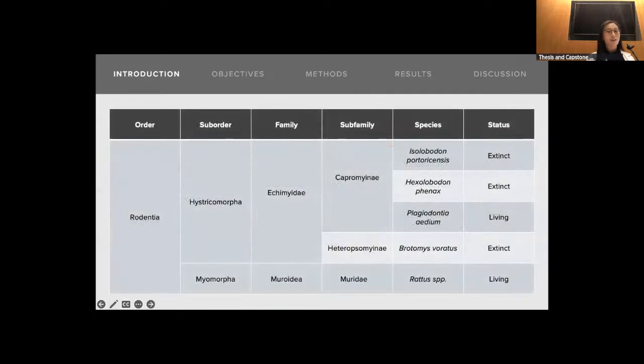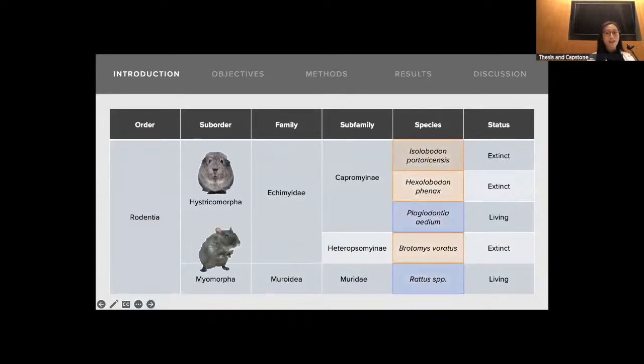This is a taxonomy of the rodents I studied. It can be a bit confusing, but the main takeaway is a division between hystricomorphs and myomorphs, which you can see under suborder. For hystricomorphs, you can think of your common guinea pig and capybaras, and myomorphs are your mice and rats. These animals could inform me about how these extinct rodents might have looked. And these are the 5 species that I did a comparative analysis on. The extinct species are in orange, and the living ones are in blue.